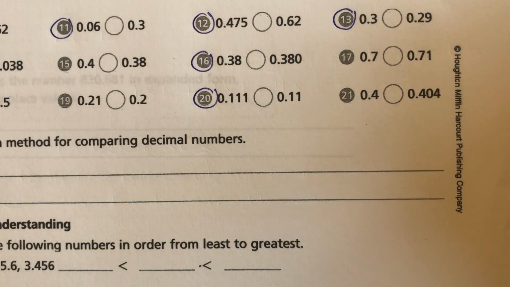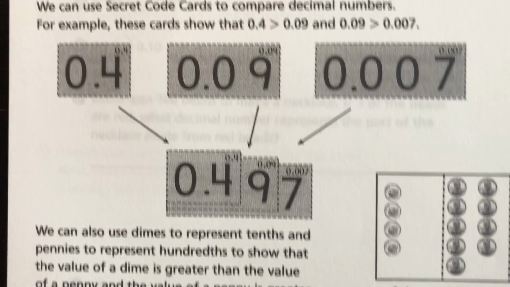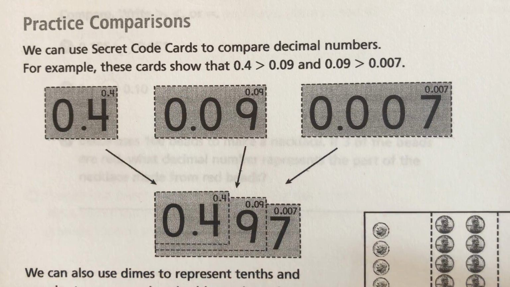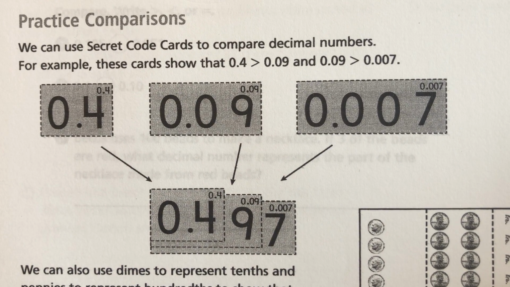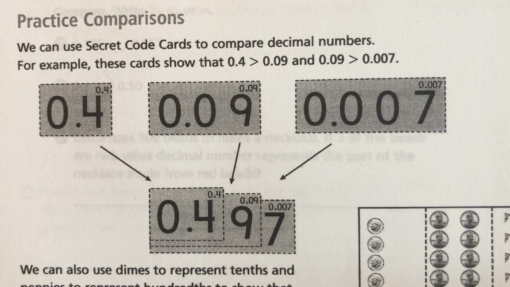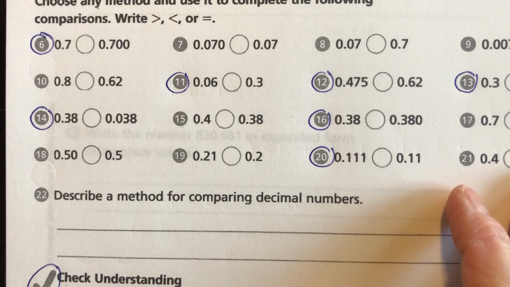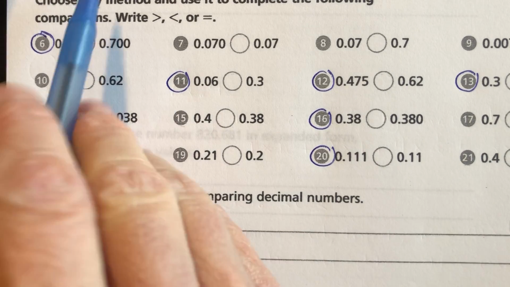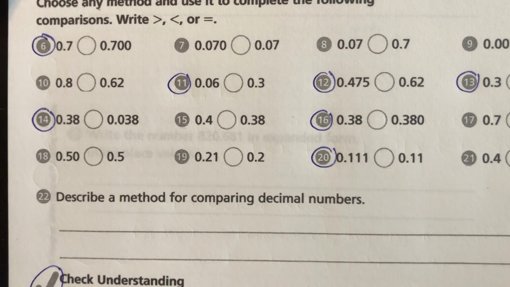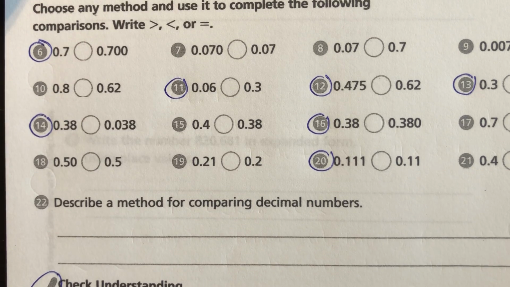Now, skip page 51, go to page 52. So we're on 52. The top of it looks like this, practice comparisons. We're just going to do a quick little practice. We're not doing all of these problems here, so scooch your paper down. Well, I'm scooching mine down. You just scoot your eyes down on your paper. We're going to do the ones that I have circled here.